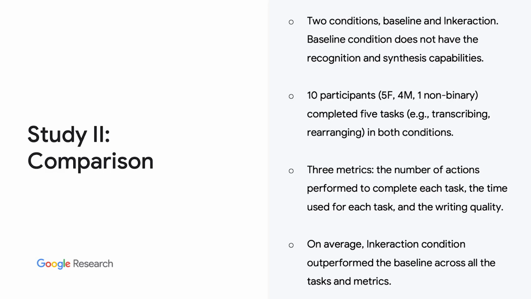Each participant completed 5 tasks in both conditions. These tasks included things like transcribing a list or rearranging existing strokes. We measured 3 metrics: how many actions each participant performed to complete each task, and the time each participant spent on each task. We also measured the writing qualities with human raters.